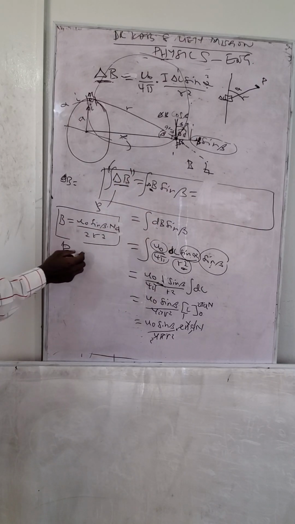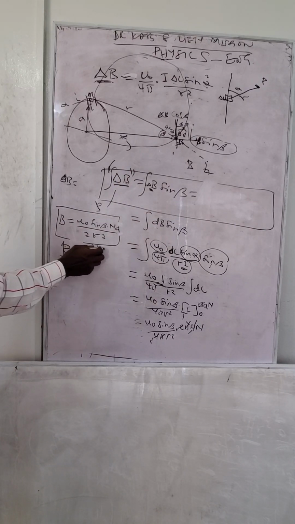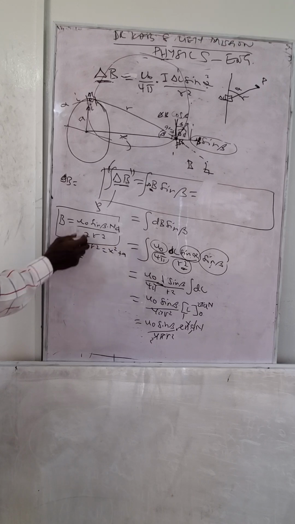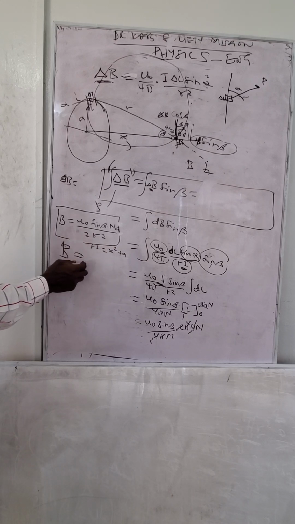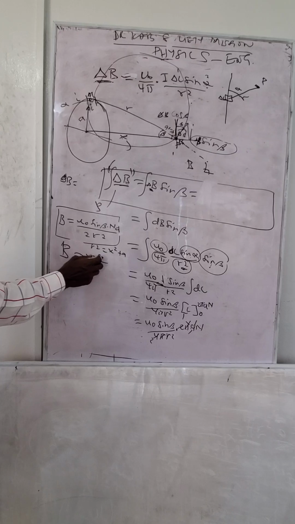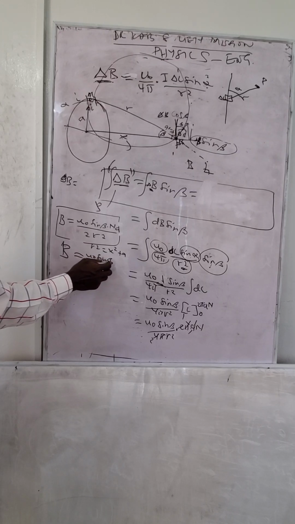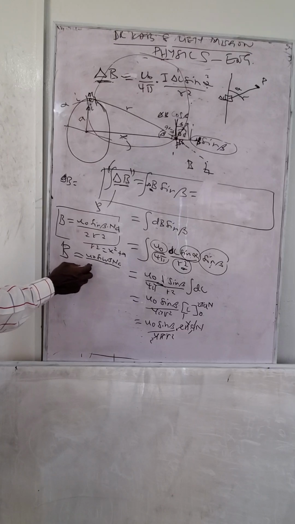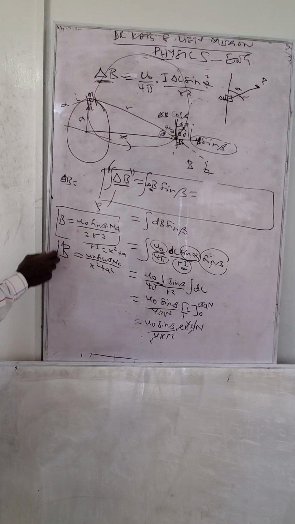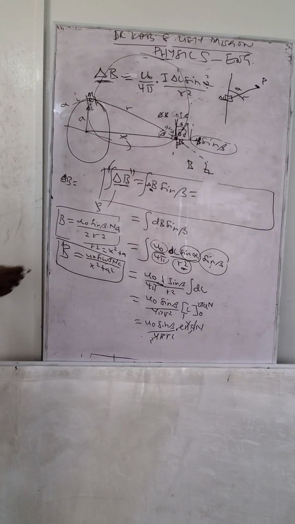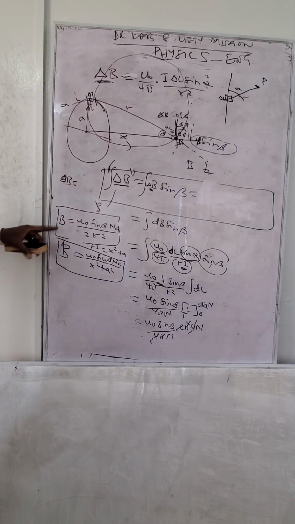Right. So here, because we said R squared is equal to X squared plus A squared, you can put this one in place here. So we're going to have mu naught sine beta n A over X squared plus A squared. So this is the final equation that we're having. You can look at it that way. So these two are the final equations.